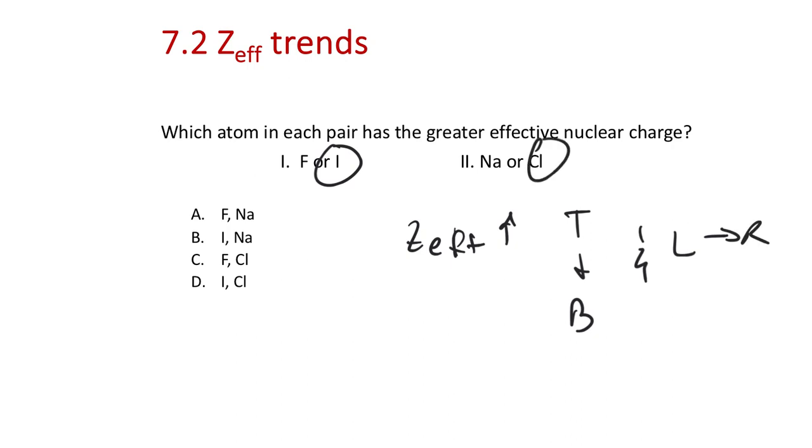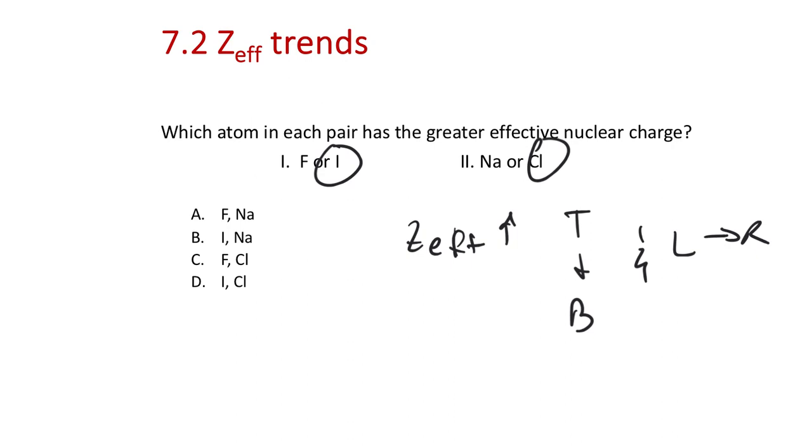From left to right, we have a decrease in size. The decrease in size is because of the increase in charge. And from top to bottom, we do have an increase in size: fluorine, chlorine, bromine, iodine. Iodine is bigger because it has more electrons. The top to bottom trend is because we're using larger types of orbitals to make the configurations.